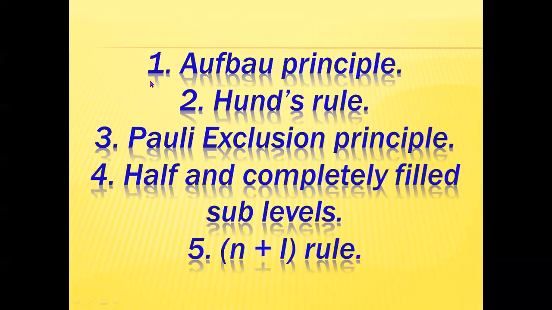What are they? First one is called Aufbau principle. Second is called Hund's rule. Third is called Pauli's exclusion principle. Fourth is half and completely filled electronic configuration of sublevels, and fifth is the n plus l rule. Now we will take one by one.